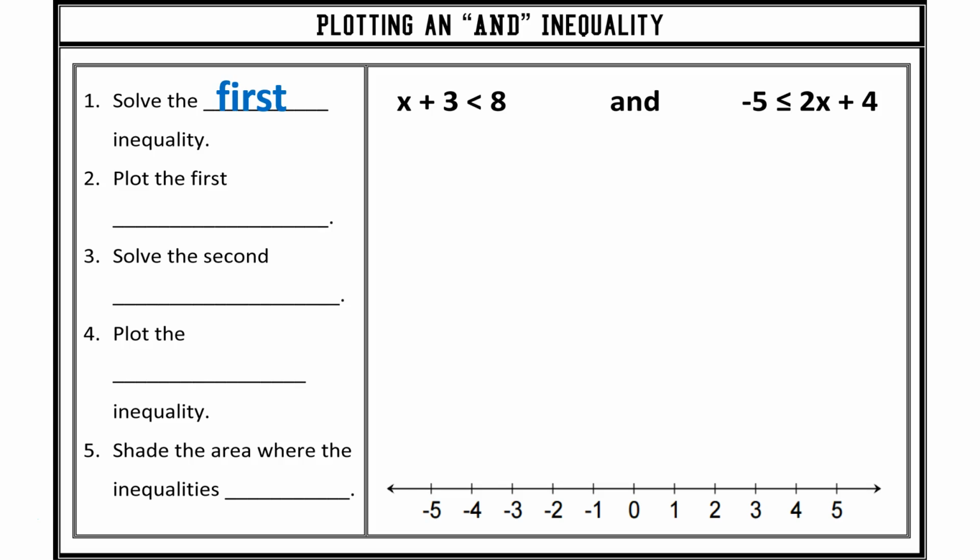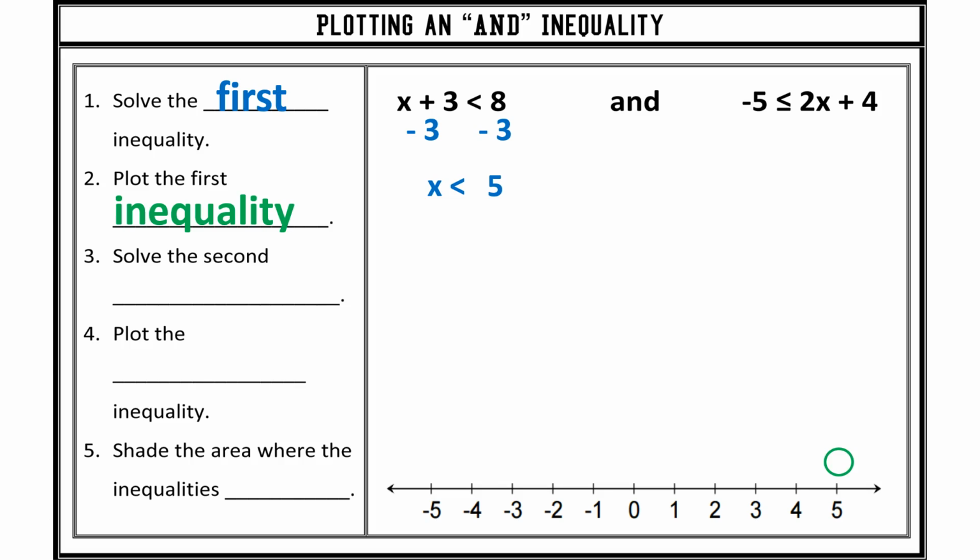Solve the first inequality. In this case, I have a one step. I'm adding 3, so I'm going to subtract 3 from both sides. That's going to give me x is less than 5. My inequality did not flip because I did not multiply or divide by a negative value. Now that I've solved it and written my inequality, I can plot it on my number line.